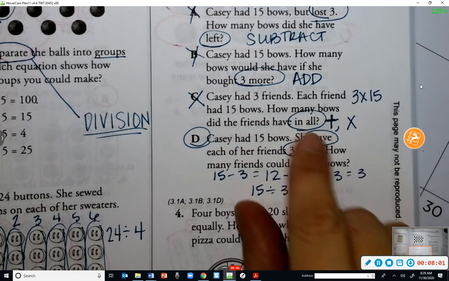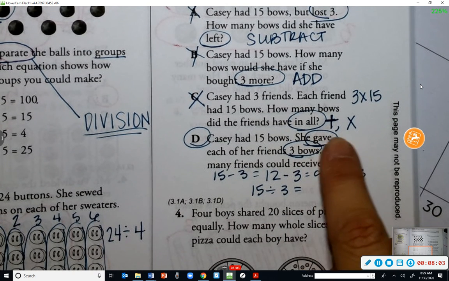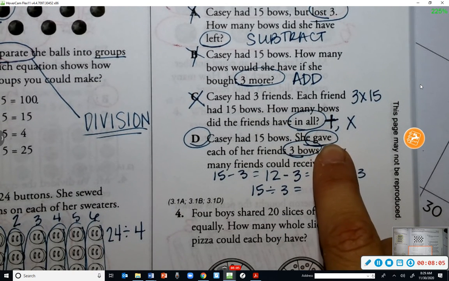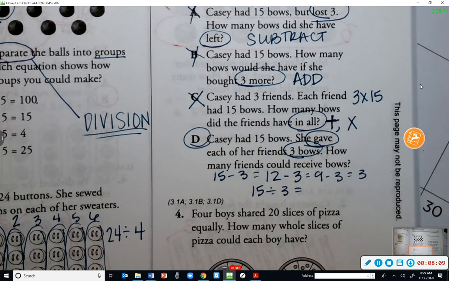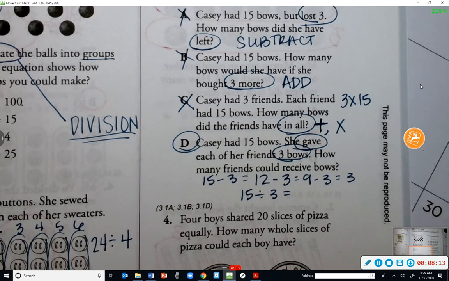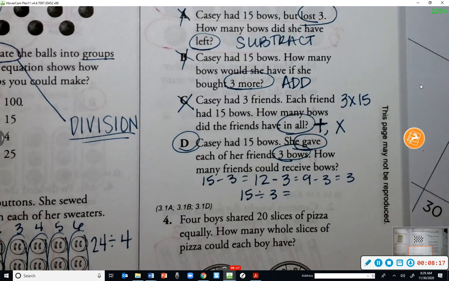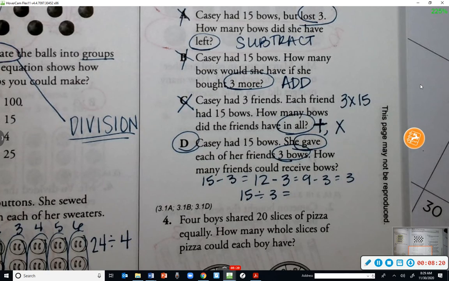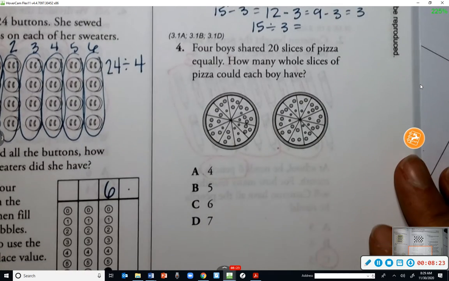I'm just showing you how it relates to subtraction, because when I hear that word gave, if I give something away, that could also mean what? That can also mean divide. It can mean divide or subtract, so you have to pay attention to what they're doing. If it's subtracting repeatedly the same amount every time, then that's division. Okay? Last one. All right, Kelsey, you want to read?